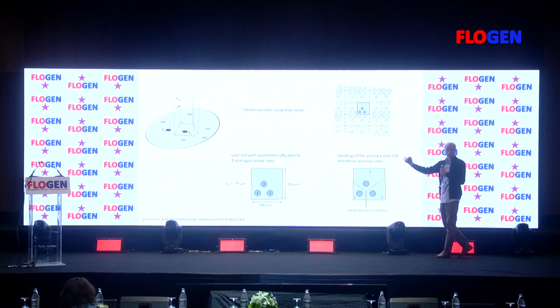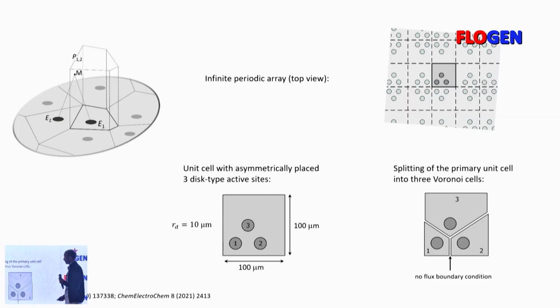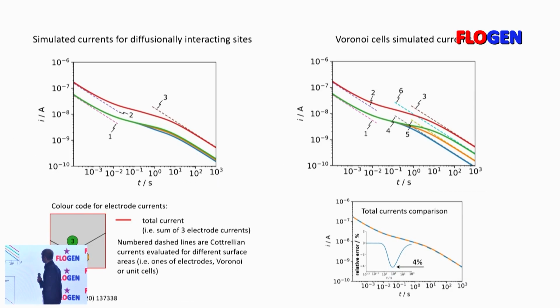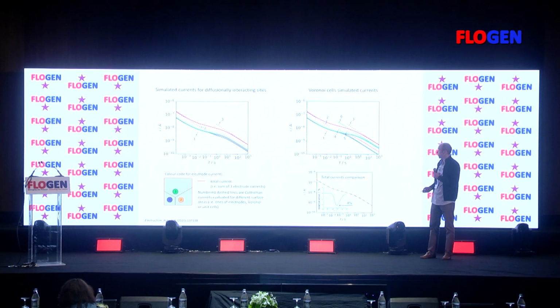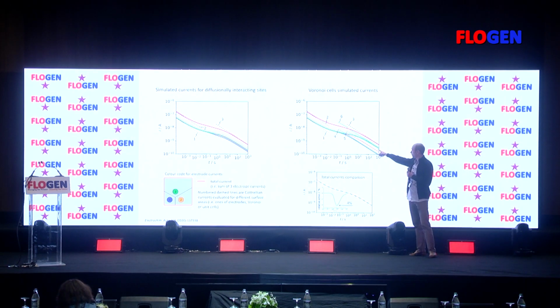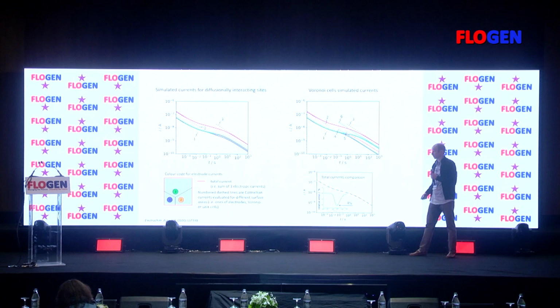However, in the first case, the electrodes can interact diffusionally freely. Okay, and if we compute the amperometric current for these two systems, we see that the total current, given by the red curve, basically if we superimpose them together, they are superimposed and the error is less than 4%, which is perfectly fine for this kind of model. However, if we look at the individual contributions, the currents at each active site, we see that in the two cases they are very, very different, okay?